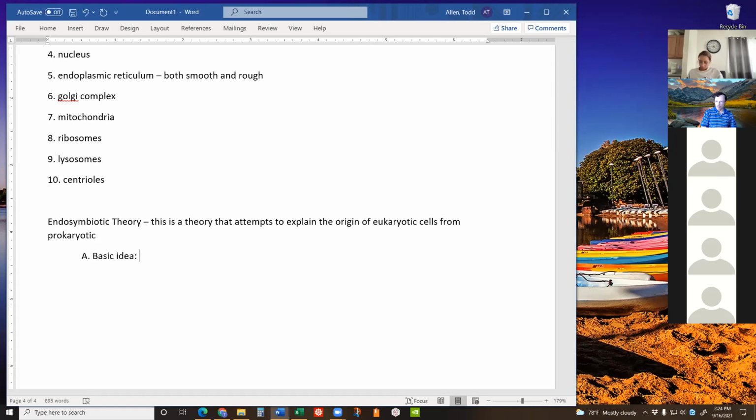What this theory proposes is that at some point in the evolutionary history of cells on planet Earth, there were large prokaryotic cells and there were small prokaryotic cells. And through conditions which we may not understand, it seems to be the case that sometimes a small prokaryotic cell would bind to, merge, and fuse with a larger cell and internalize itself into the larger prokaryotic cell.